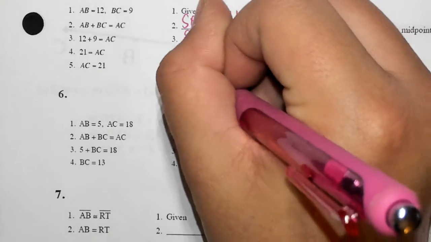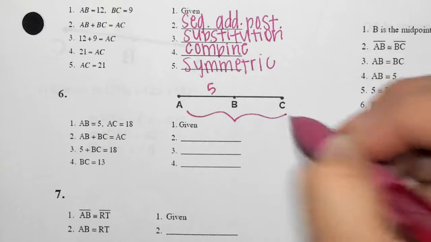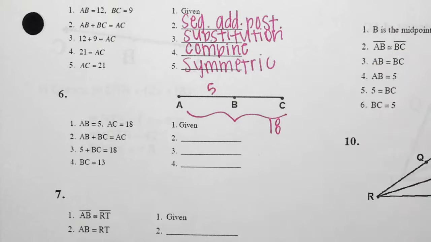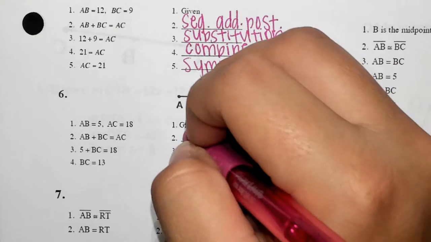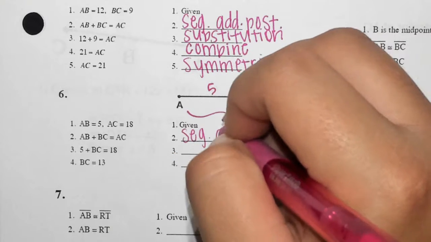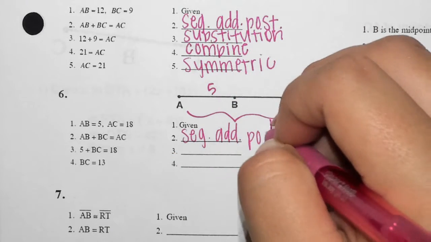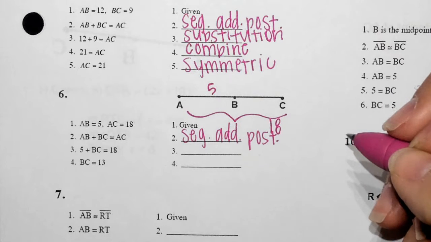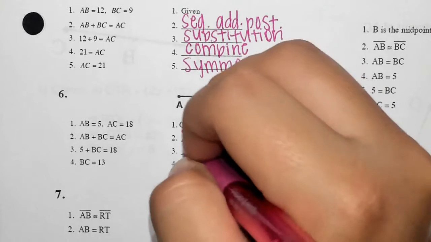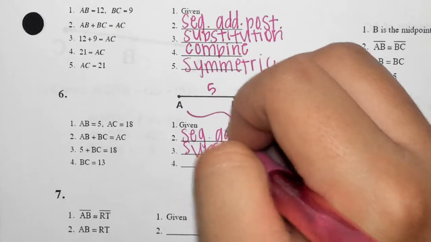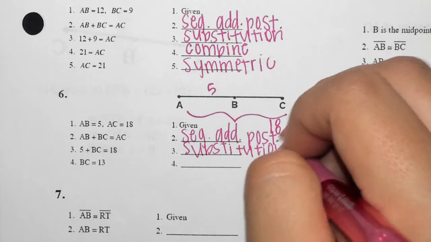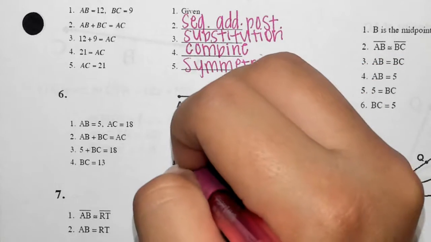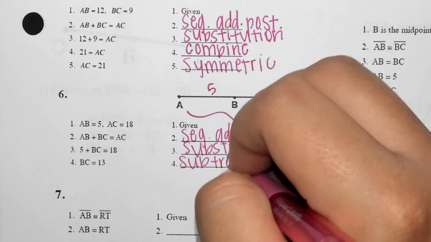AB is equal to 5. AC is equal to 18. That's what we're given. Well, what's 2? Yep. 3. So that's usually 4, something like that. Yes.